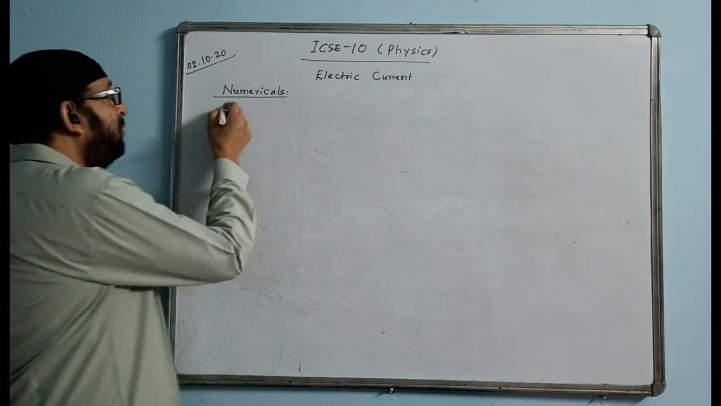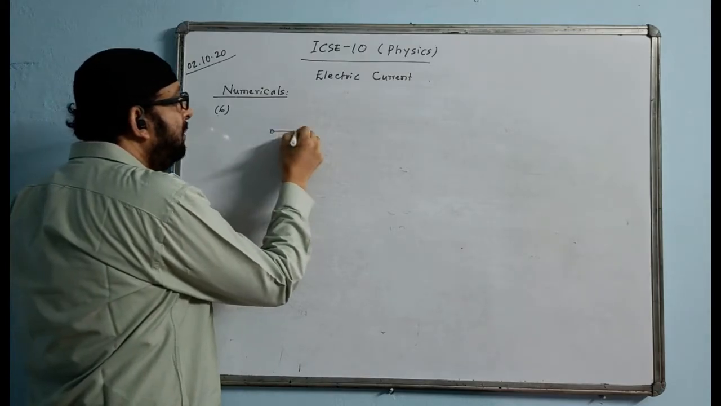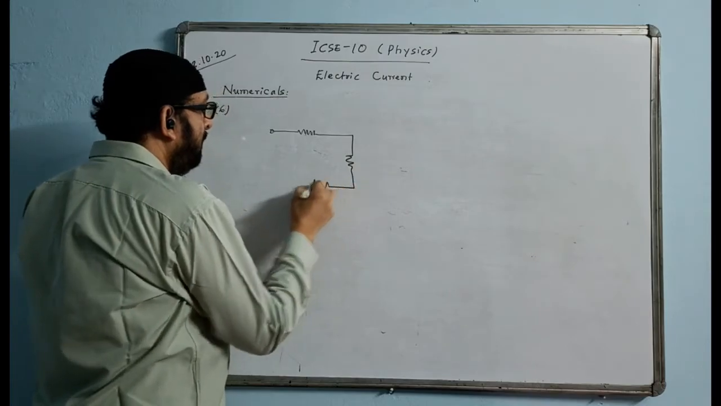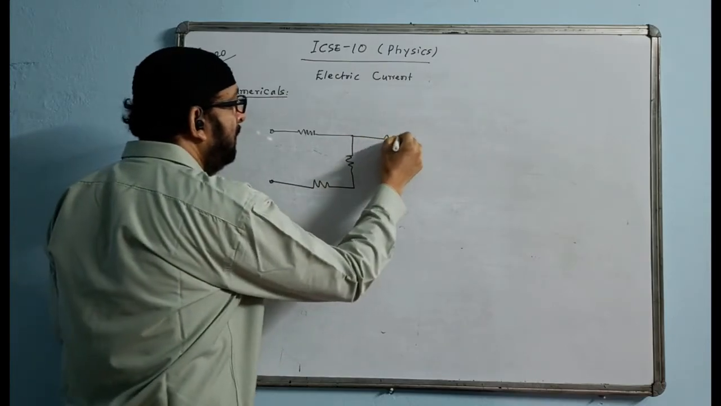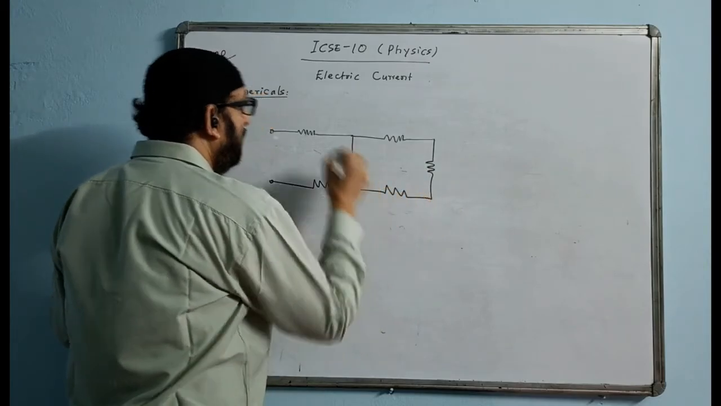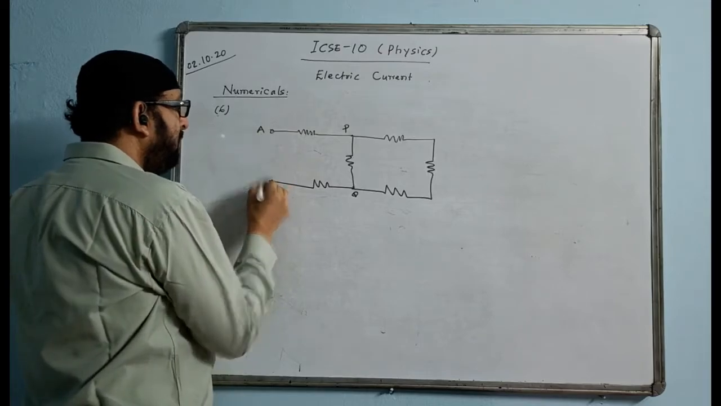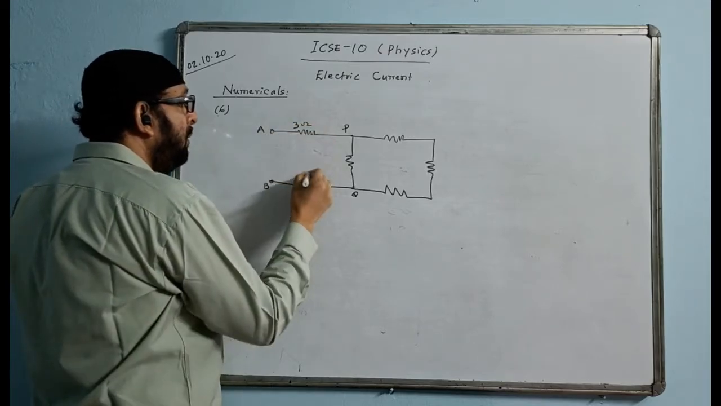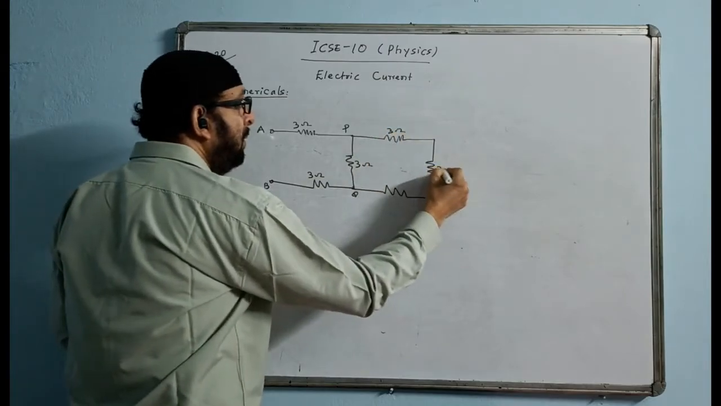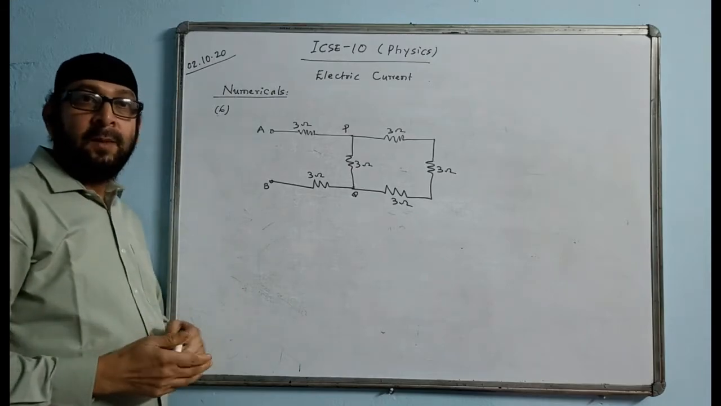Now another question. Question number 6 is like this. The diagram is given like this. This is PQ given. This is AB given. 3 ohm, 3 ohm, 3, 3. Each one is given like this.